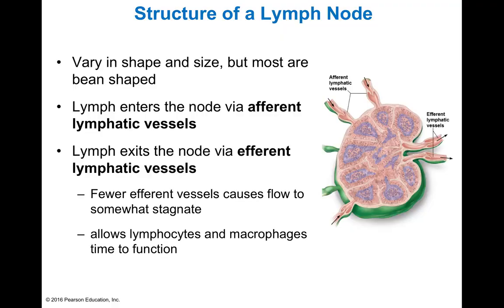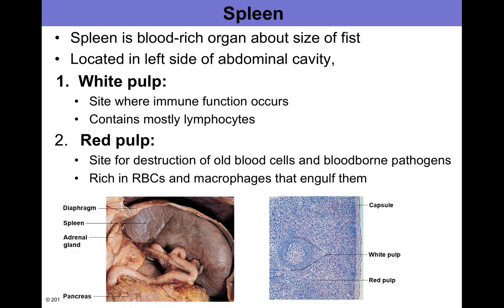So let us continue with the organs associated with the lymphatic system. The first one we're going to look at today is the spleen. If you take a look at the location of the organ, it would be located on the left side of the abdominal cavity, right by the side of the stomach.